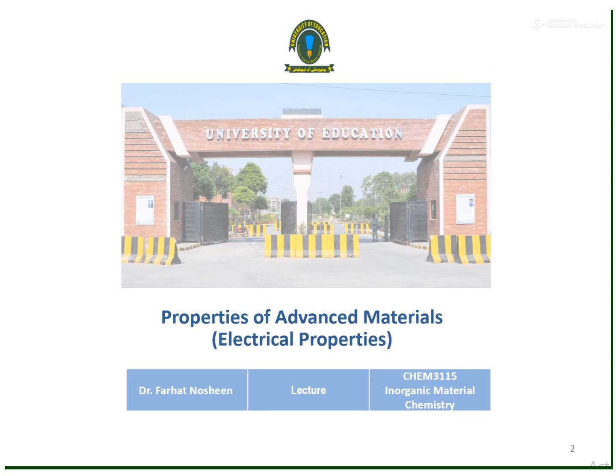Today we will discuss a topic from the course Inorganic Material Chemistry, and the course code is CAM 3115. The topic that we will discuss is properties of advanced materials. In the previous lecture, we discussed the mechanical properties of advanced materials, and today our topic is electrical properties. Let's start our discussion.